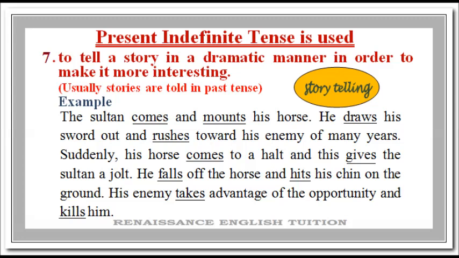Suddenly, his horse comes to a halt, and this gives the Sultan a jolt. He falls off the horse and hits his chin on the ground. His enemy takes advantage of the opportunity and kills him. Notice all the underlined words. All the verbs are the first forms of the verb.